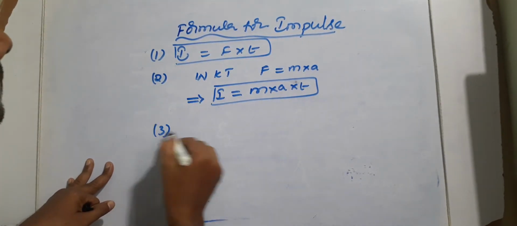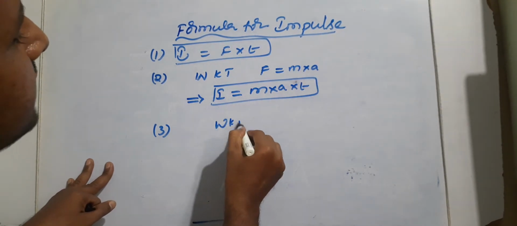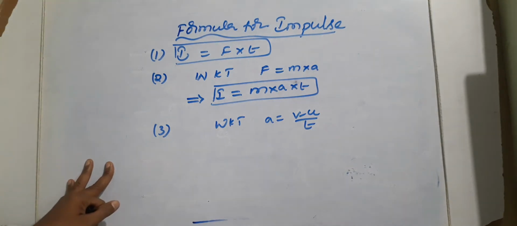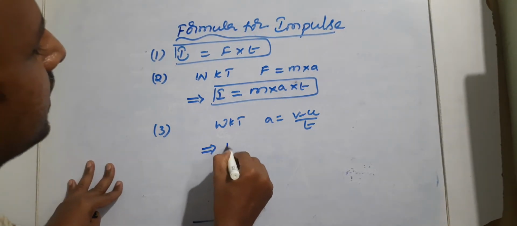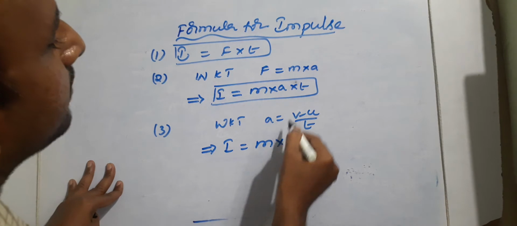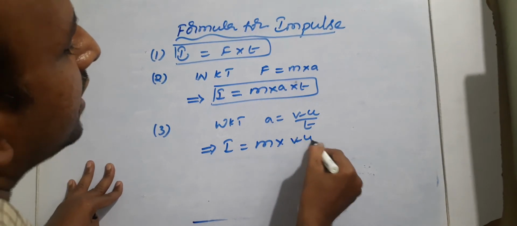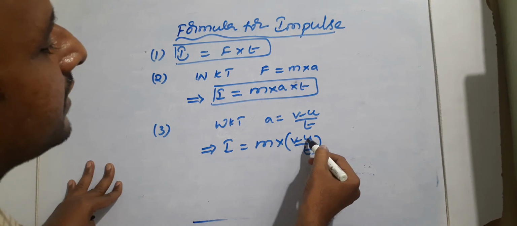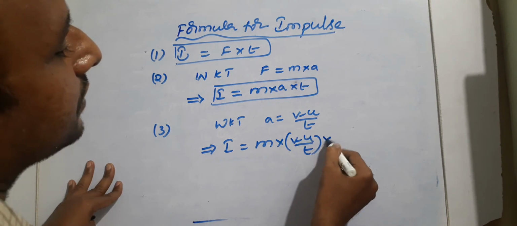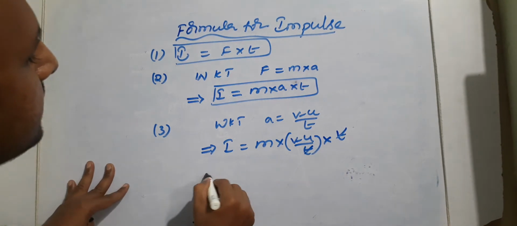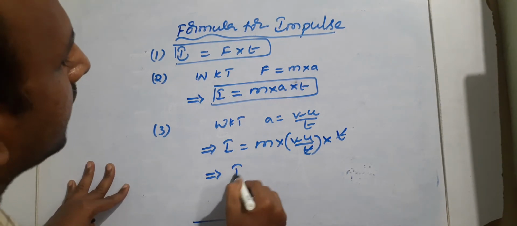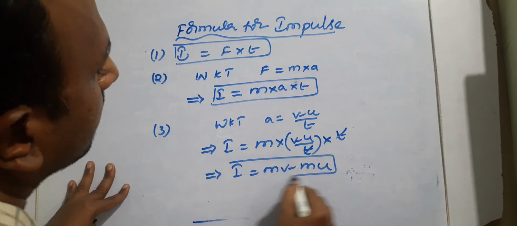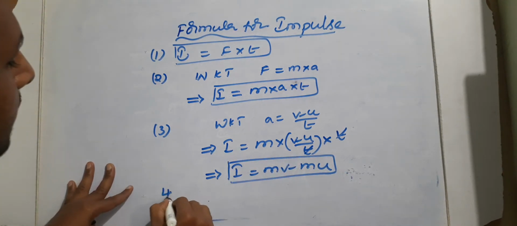And third, we also know that acceleration a is equal to the rate of change of velocity, (v minus u) by t. So we can write I is equal to m into a, meaning m into (v minus u) by t, where v is the final velocity and u is the initial velocity. So the t will be cancelled. This implies I is equal to mv minus mu. It is the third formula for impulse.